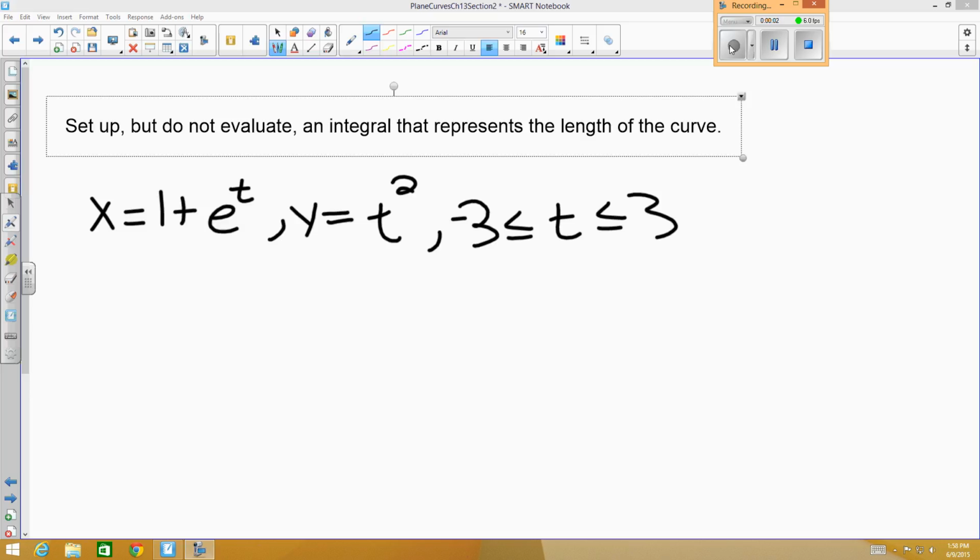Set up but do not evaluate an integral that represents the length of the curve. Here x is equal to 1 plus e to the t, y is equal to t squared. T ranges between -3 and 3.